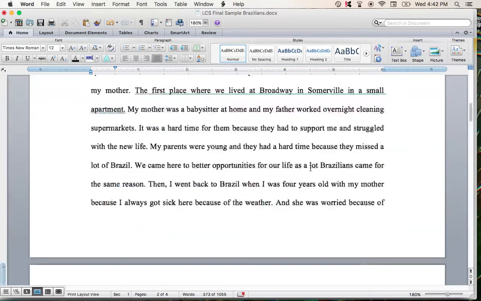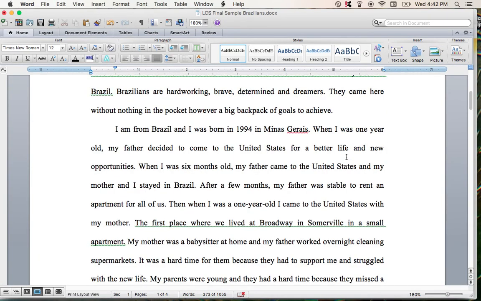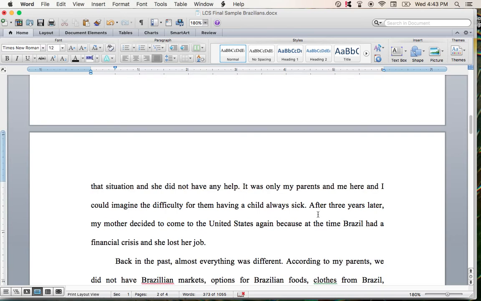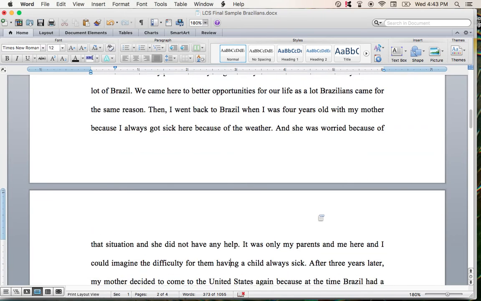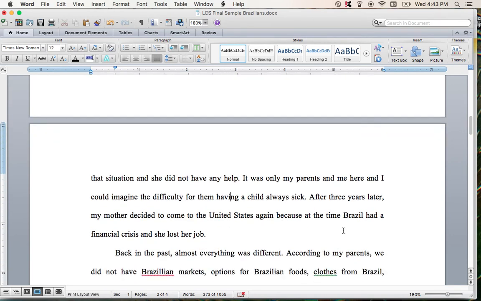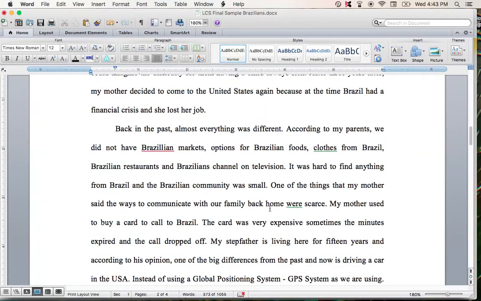So here she's talking about her own story a little bit, when she was a baby and when she was young and she came to the United States. So this was the first time that she was a Brazilian in Boston herself, but it was before she was old enough to even remember that time. So she just explains how she first came here, how she went back, and then eventually she ended up coming back.